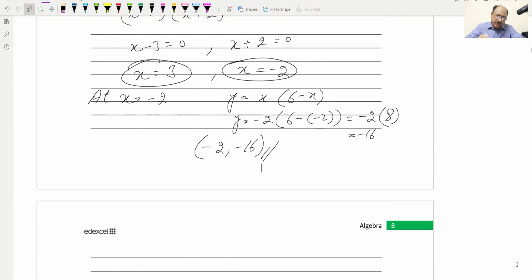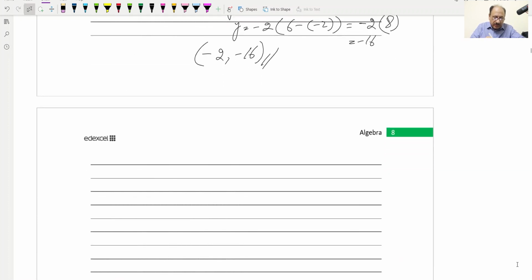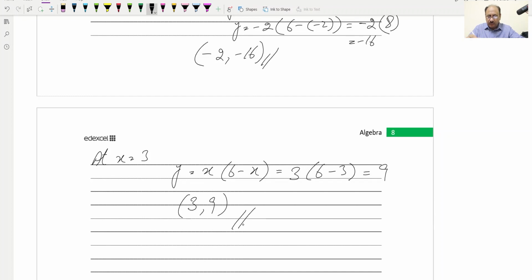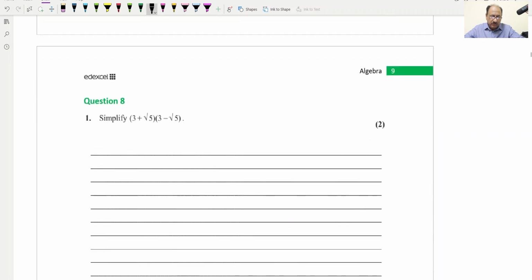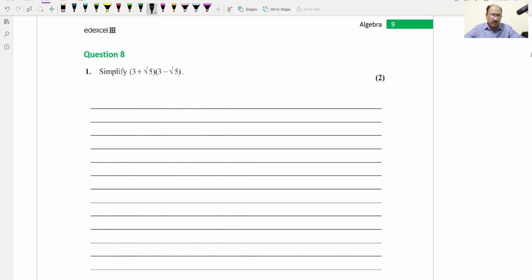For the second point, we will be taking x value as 3. So at x is equal to 3, y is equal to x into 6 minus x. This is our equation. We are replacing x is equal to 3, so it will be 3 into 6 minus 3, and 6 minus 3 is 3, so 3 into 3 will be 9, and our point will be 3 and 9. So these are the 2 points which we are supposed to find. Hopefully you understood this. Now we can go ahead with question number 8 and question number 1 of the exam paper.